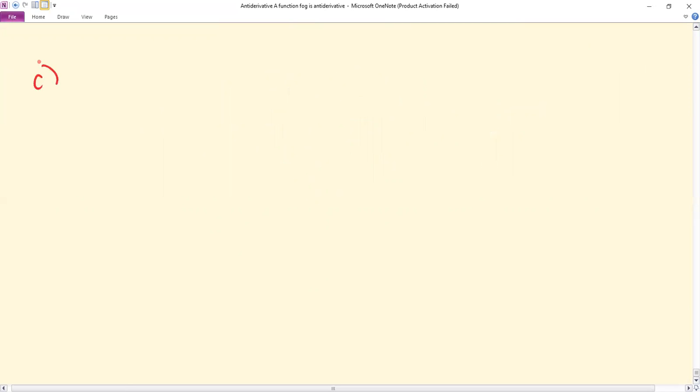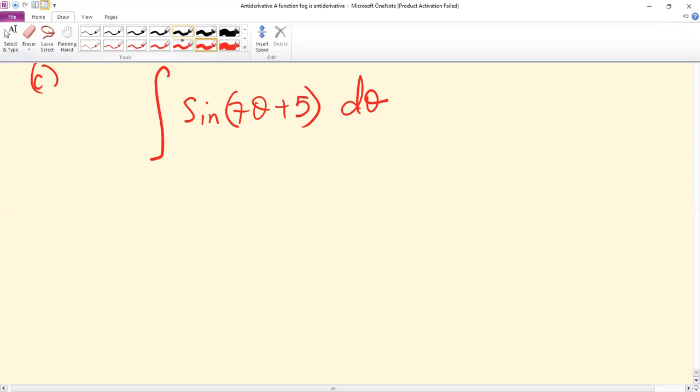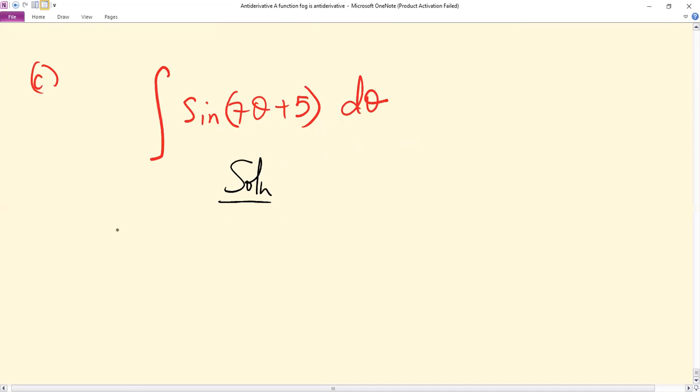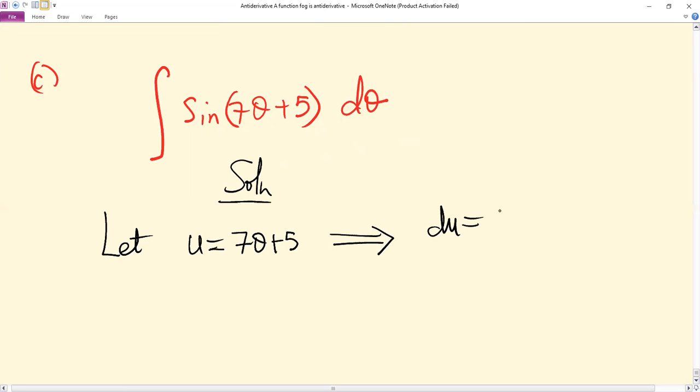Next part, C, the integral of sine of 7 theta plus 5 d theta. Now what we do for this, we fix the bracket. So solution, let u be 7 theta plus 5, which implies du is 7 d theta, which means when you make d theta the subject, it will be du divided by 7.